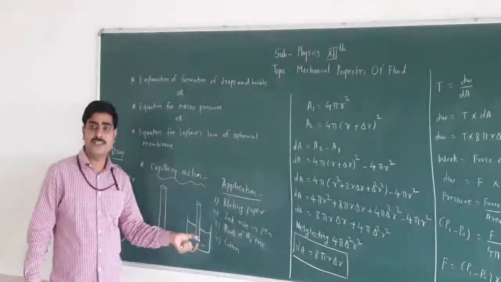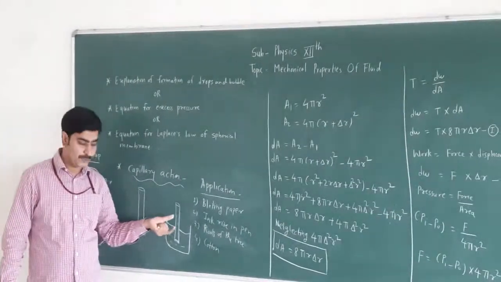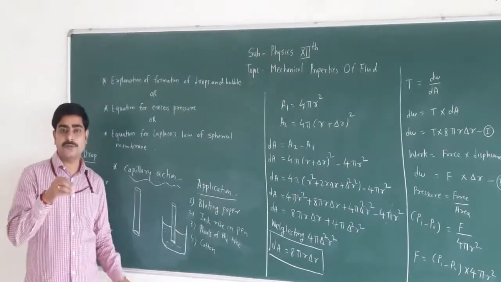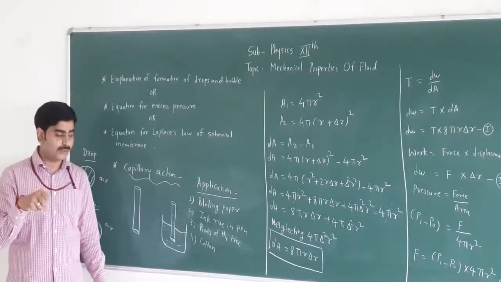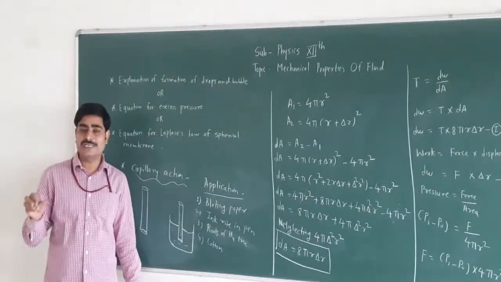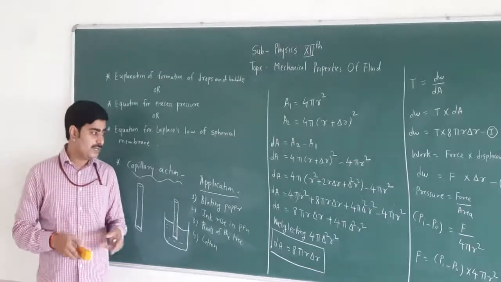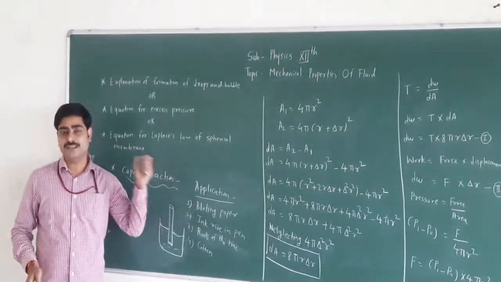Roots of trees absorb water, that is also an example of capillary action. If cotton is dipped in water, it will absorb the water, that is an example of capillary action. Again, if a sponge is dipped in water, the water level will also rise. So these are the various examples regarding capillary action.